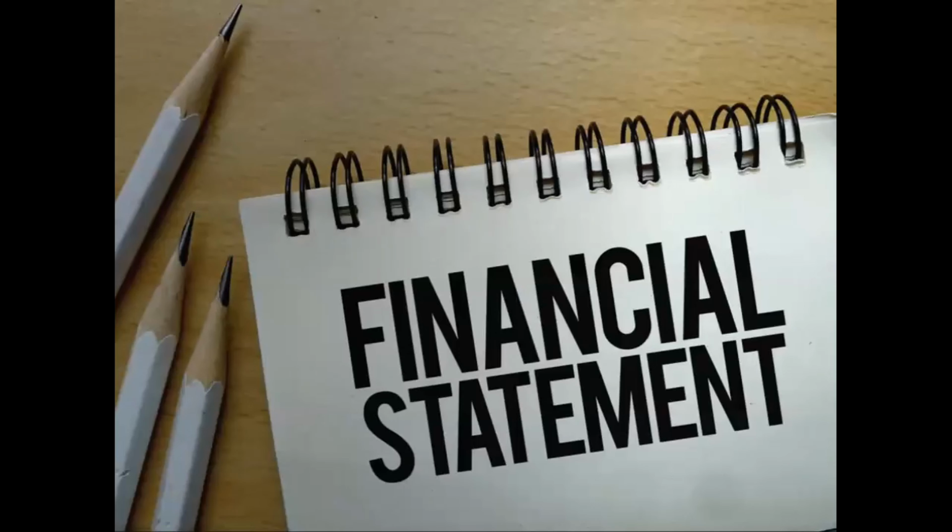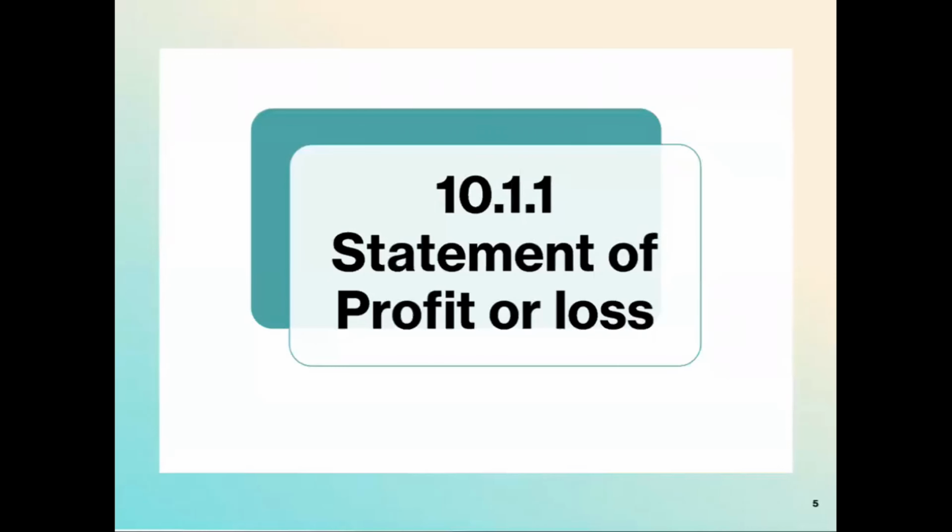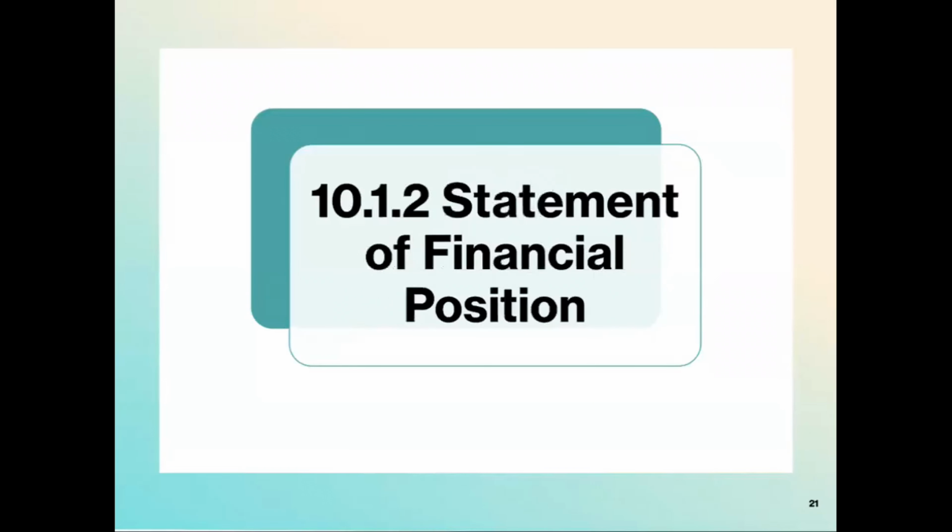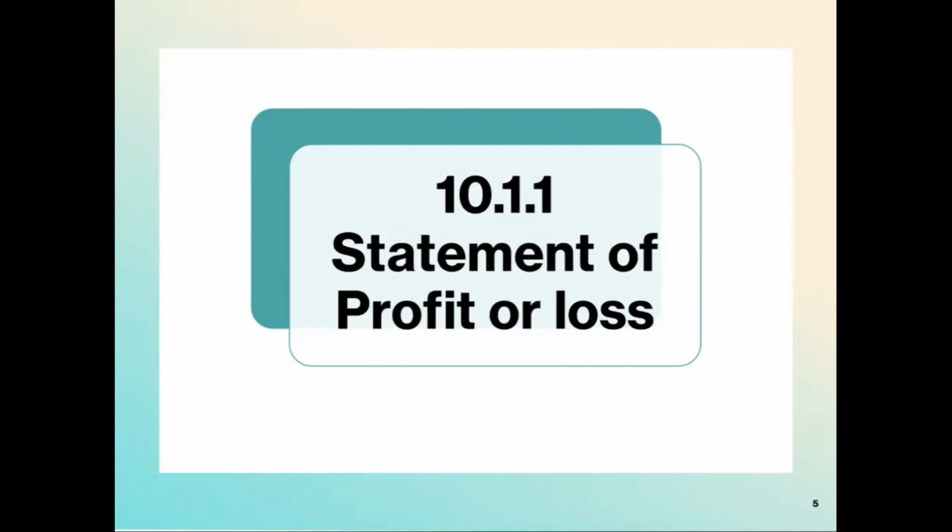So we have been talking about financial statements. There are more financial statements, more than two, but we are limiting our discussion to the statement of profit or loss, and also the second one, which is the statement of financial position. I said that there are two keywords that we need to remember: the statement of profit or loss gives us the financial performance of a business. By financial performance, we're talking about whether the business made a profit or a loss.